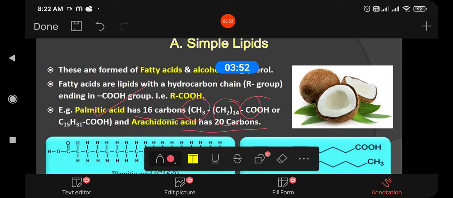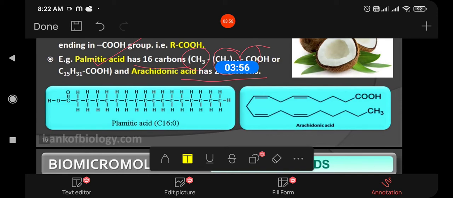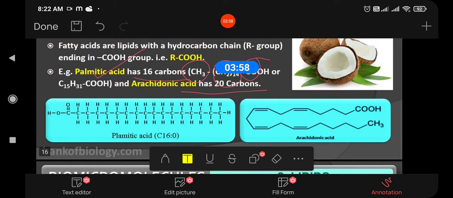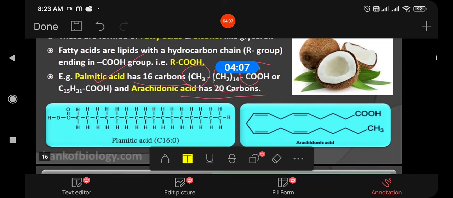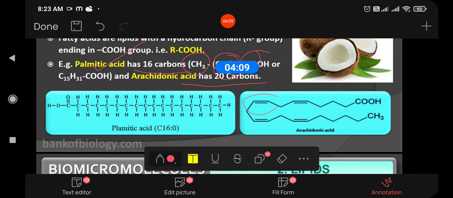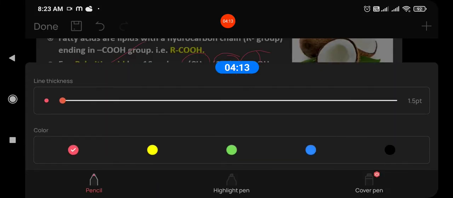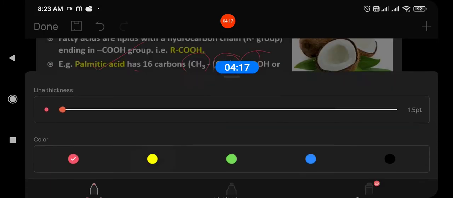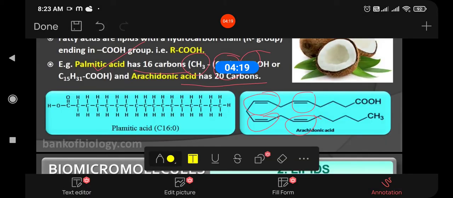Now there are different numbers of carbons in the different acids. This is the structure of palmitic acid. You can see that all have single bonds. Whereas in arachidonic acid you can see there are double bonds also somewhere. Here it is a double bond, here it is a double bond. So in the case of palmitic acid, they all have single bonds.